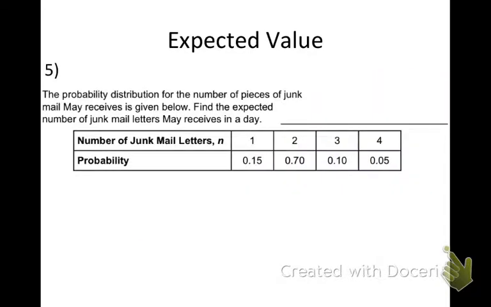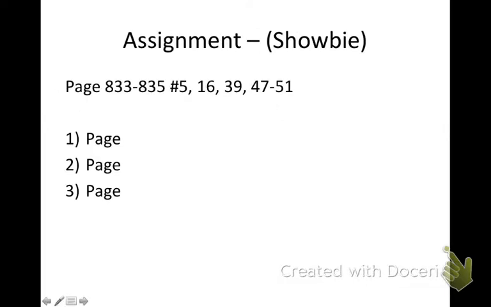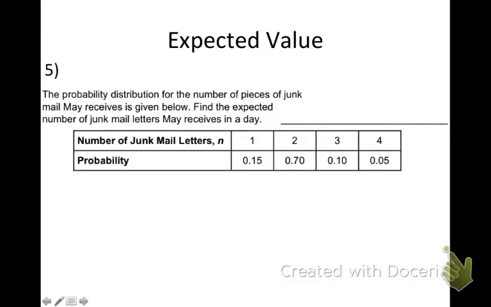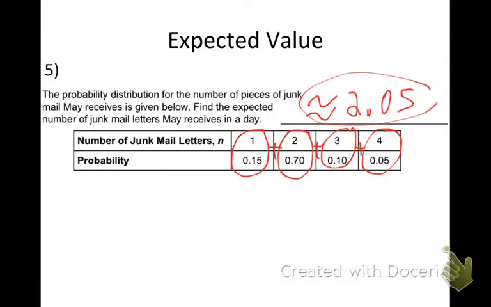Try number 5. Talking about junk mail here. Take a couple seconds to try number 5 now. All right, as you look at this, when you multiply the probabilities and values, you add them together. What do you get for expected value then, Andy? Yeah, about 2.05. So on long-term average, you're going to get a little over 2 pieces of junk mail per day.